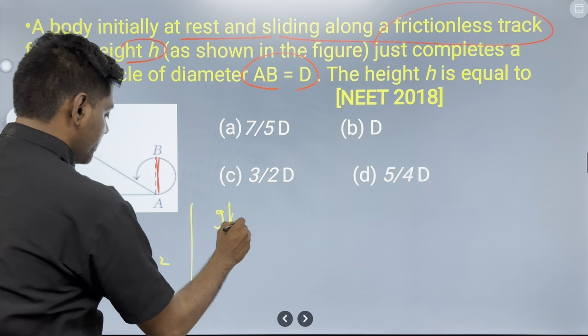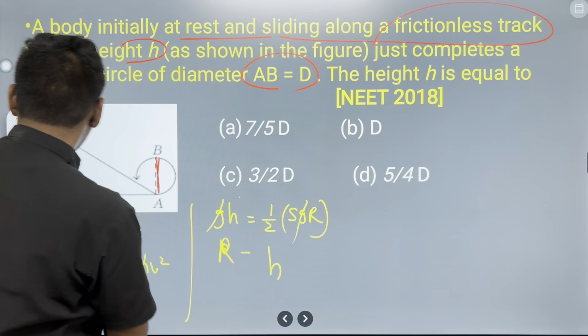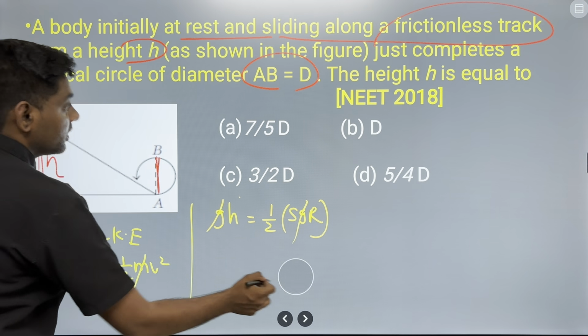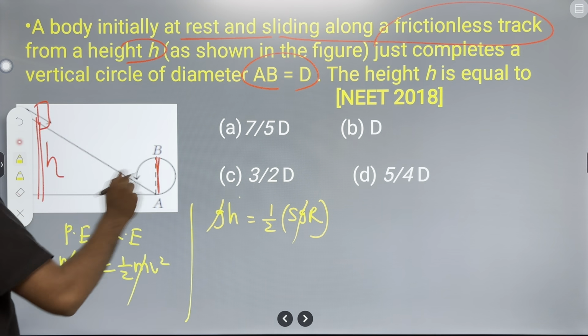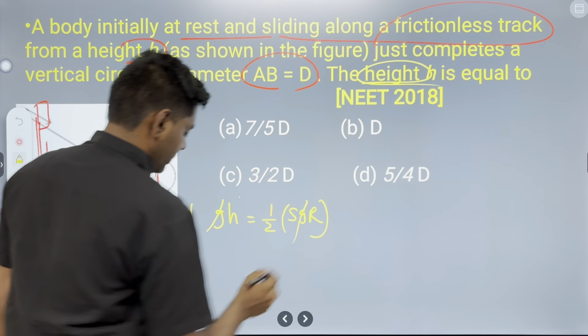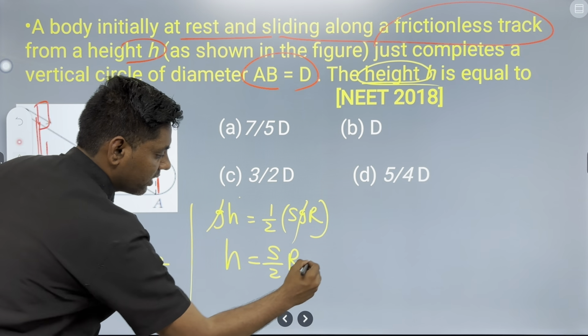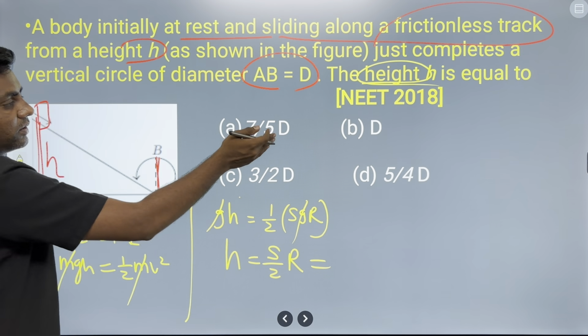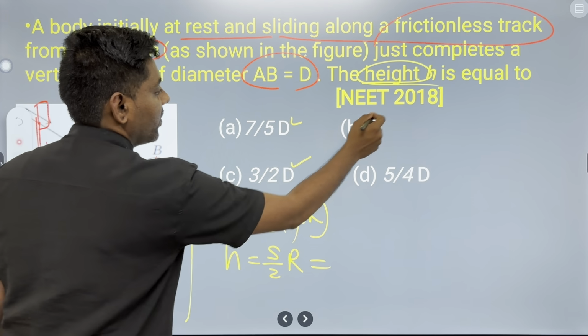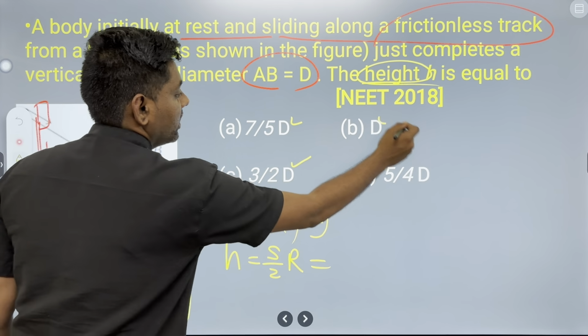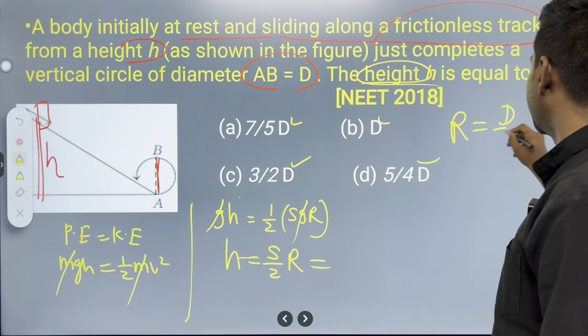What is the value of r? What is the value of h? So that is we have to calculate here. We have to calculate the height. So very simple. So h equal to, what is 5 divided by 2 into r, and as we know that the option is given in terms of d for diameter. What is the relationship between the radius and diameter? Radius is always diameter divided by 2.